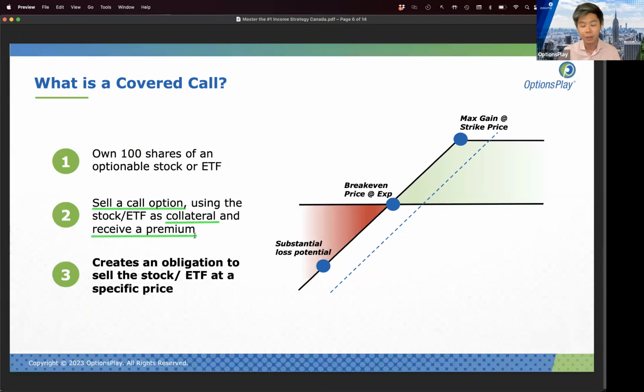Now, let's talk a little bit about that obligation. That obligation is to sell the stock or ETF at a specific price. We're going to talk about this with a real example. But basically what you're saying is that in exchange for some income today, I'm agreeing to sell my stock at a specific price at some time in the future. Now, if you're a little confused by that, that's okay. Hopefully looking at a real example is going to make more sense.